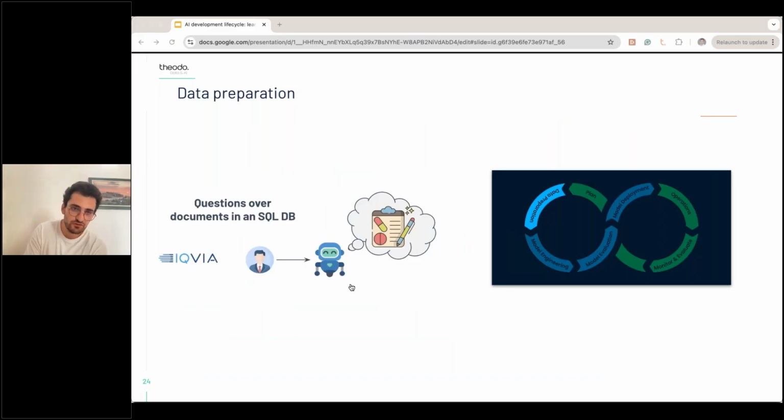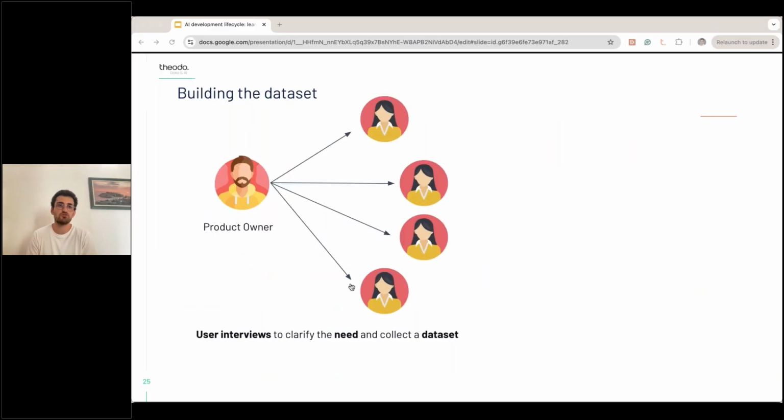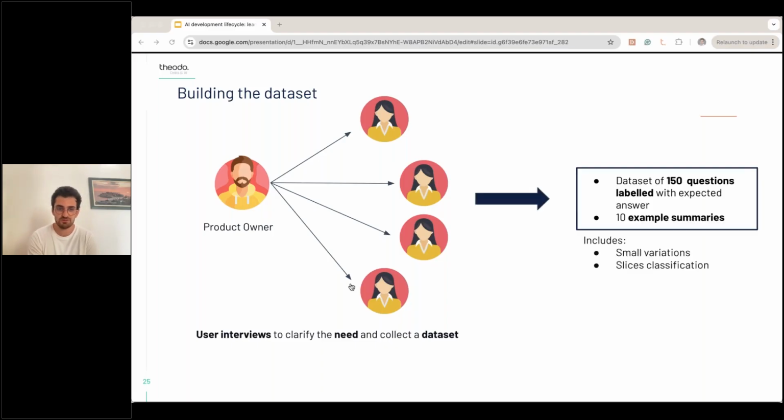So how did we do the data preparation? We want to build an evaluation dataset, and we are doing this while doing the user interviews. Before building the product, we have some convictions on how the product should be, and we want to validate them with the users. So we go to each user, and when they tell us how they would use the tool or how they currently do their research, it helps us build a dataset of 100 questions labeled with expected outputs, and, working with the consultants, 10 example summaries to know what we are aiming for.